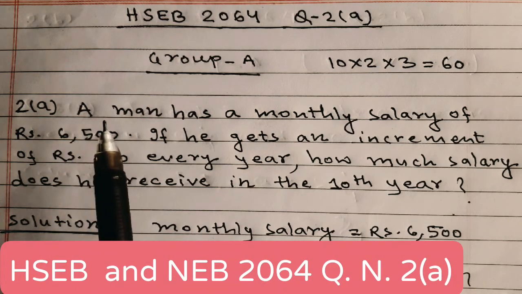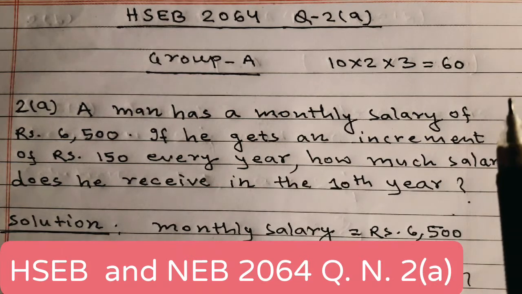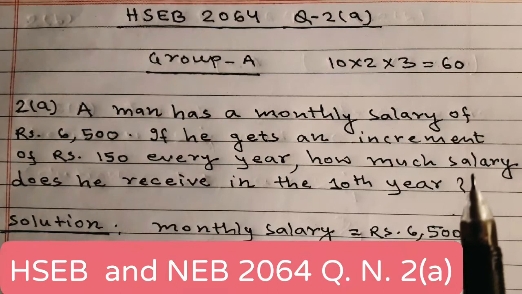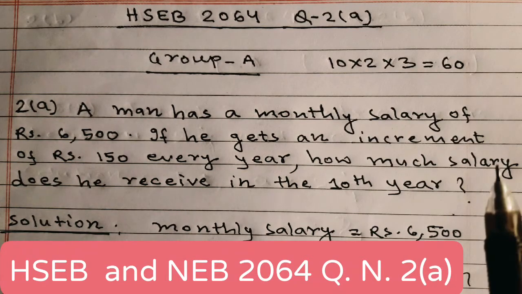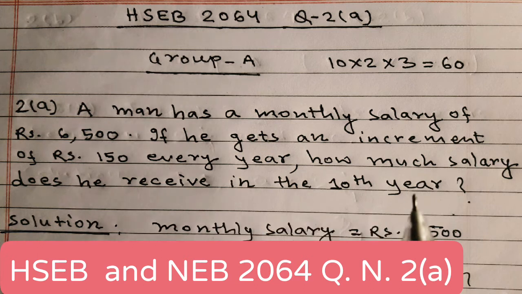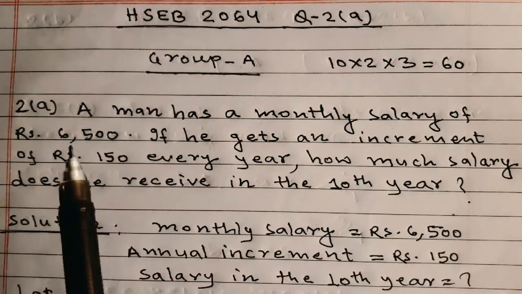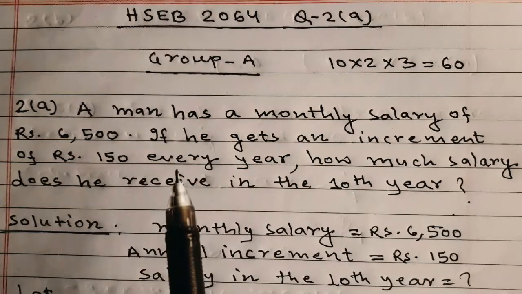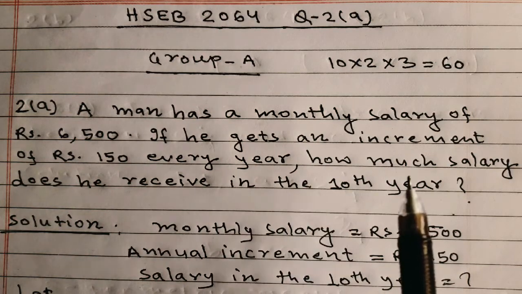Question number 2a. A man has a monthly salary of Rs 6,500. If he gets an increment of Rs 150 every year, how much salary does he receive in the 10th year?